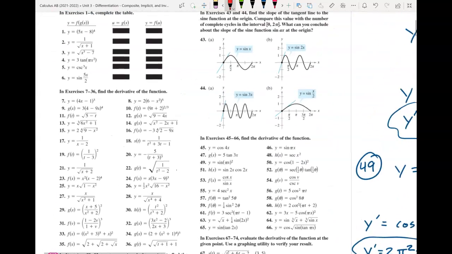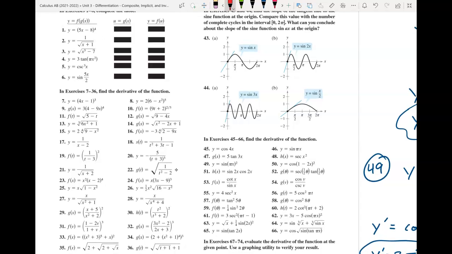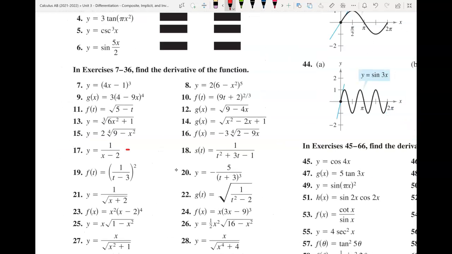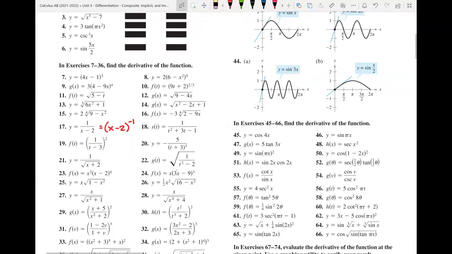So number 17, find the derivative of the function. Well, this one could have been done without even the chain rule here. Oh, unless, okay, I see. So there's actually two ways that this one could be done. You could use the quotient rule, and then you wouldn't have to do any chain rule there. Or you can rewrite this as x minus 2 to the negative 1 power, and then that one would use the chain rule. Since it's a chain rule unit, I'll go ahead and do it that way.